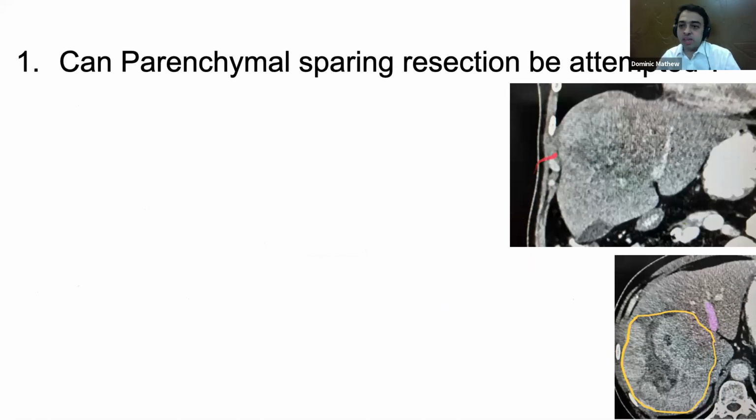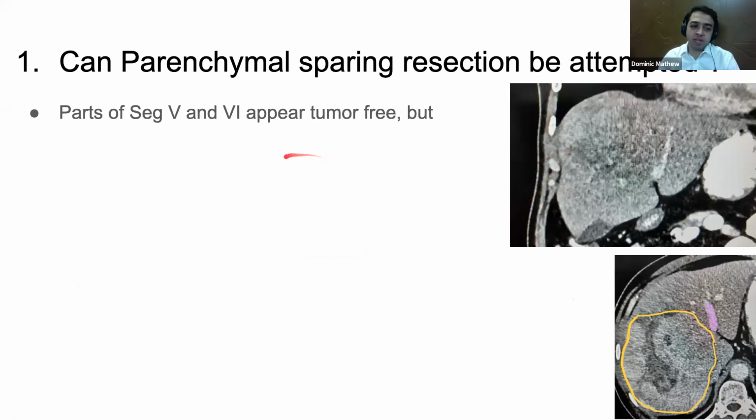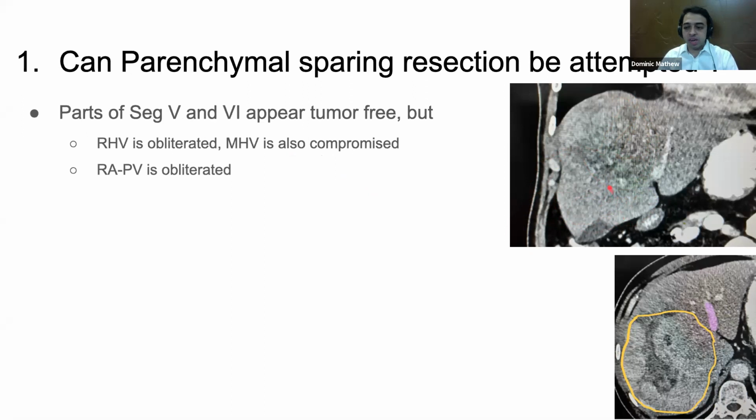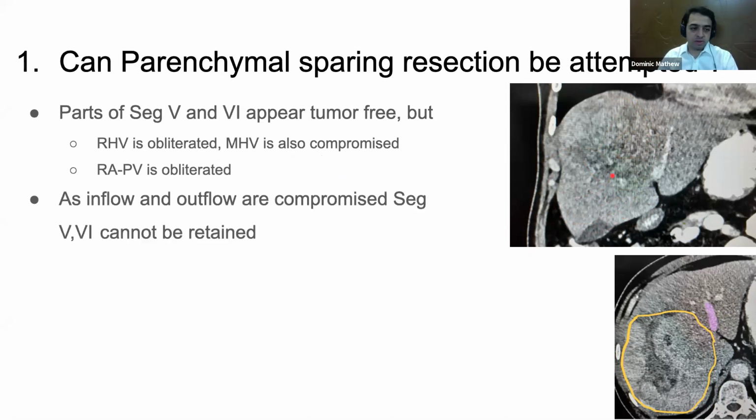So can we do parenchymal resection? Parts of segment 5 and 6 here, they appear tumor-free. But the right hepatic vein was obliterated. The middle hepatic vein was splayed. It was compromised and would most likely have to be removed. The right anterior portal vein was also obliterated. So as the inflow and the outflow are compromised, segment 5 and 6, it is quite unlikely that we would be able to retain it.